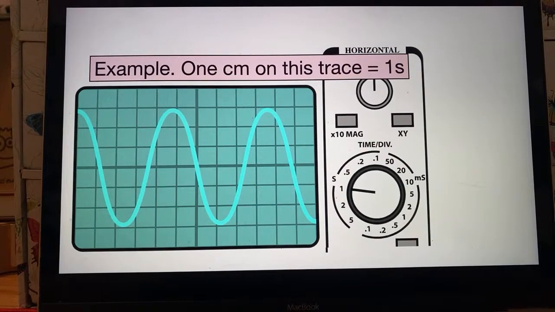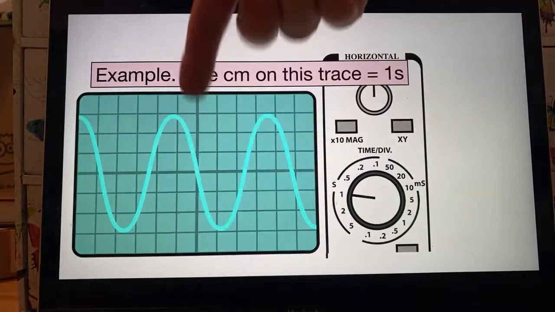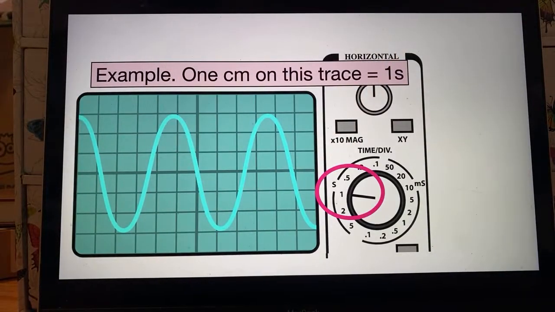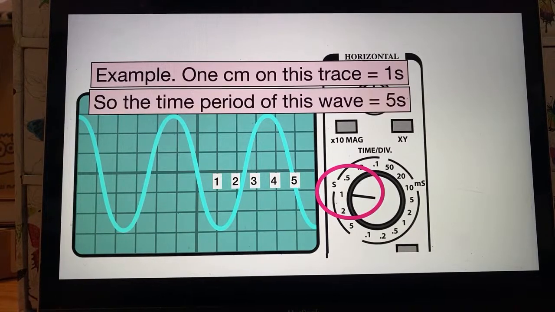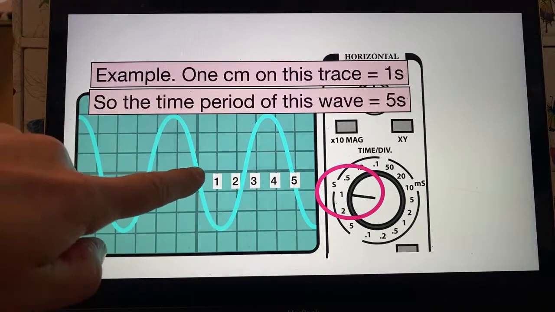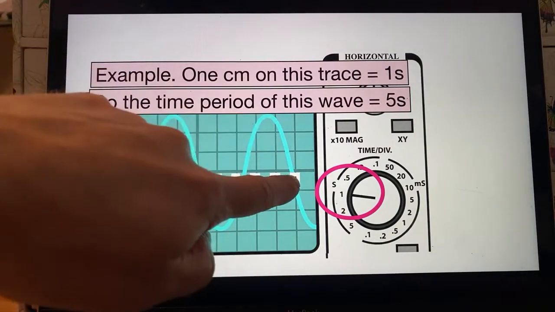All right, I'll give you an example, and then I'm just going to ask you loads of questions to check if you've understood that, okay? So 1 centimetre, one division on this trace is 1 second. There you go. So you can picture those little lines on the graph as being 1 second each. So the time period of that wave is 5 seconds. It takes 5 seconds for one wave to go by.